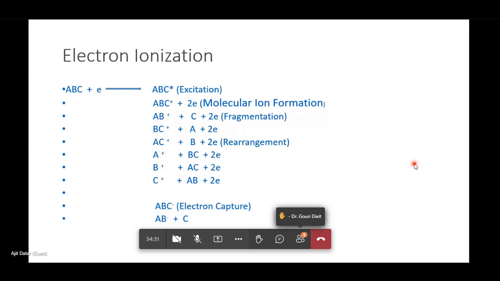If ABC is a molecule, you can get ABC plus, which is your molecular ion. You can get AB plus, that's a fragment of the ABC molecule. You can get BC plus, you can get AC plus, you can get A plus, B plus, C plus. So a simple molecule like ABC gives you fragments like this, and knowing the mass of each one of them, you can identify what ABC is. Let us look at one simple example.